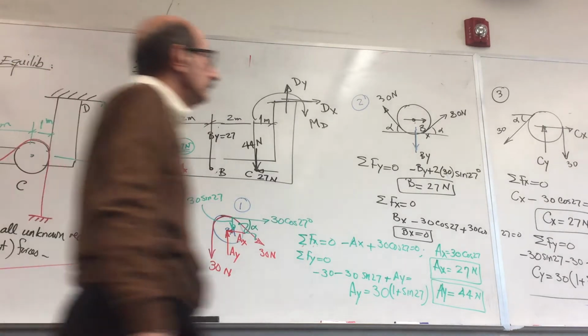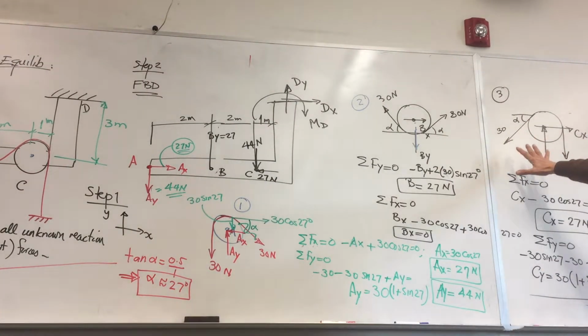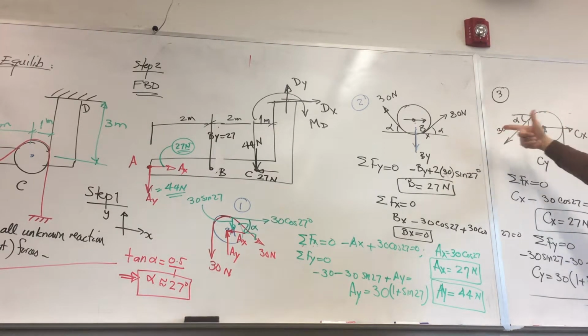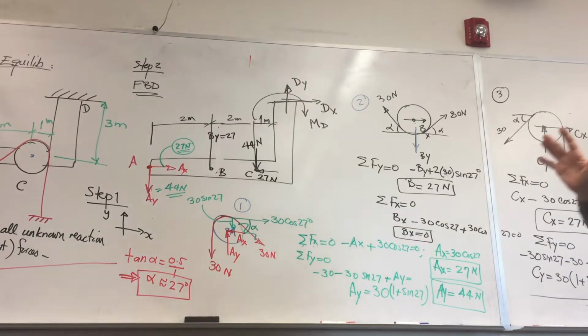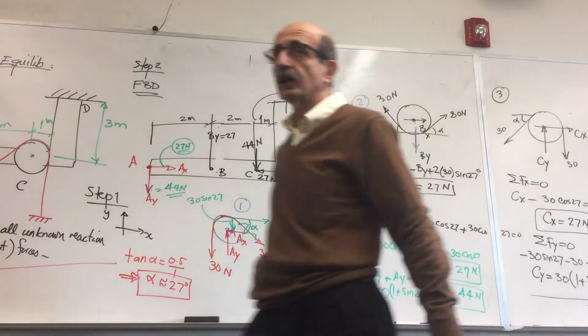For instance, here, if you look at summation of force along X, since you have only one force going this way, Cx has to be this way. So before doing it, I just assumed that to be the correct direction. And same thing with Y. Both known forces are downward, so the unknown is upward. But you don't have to know ahead of time.